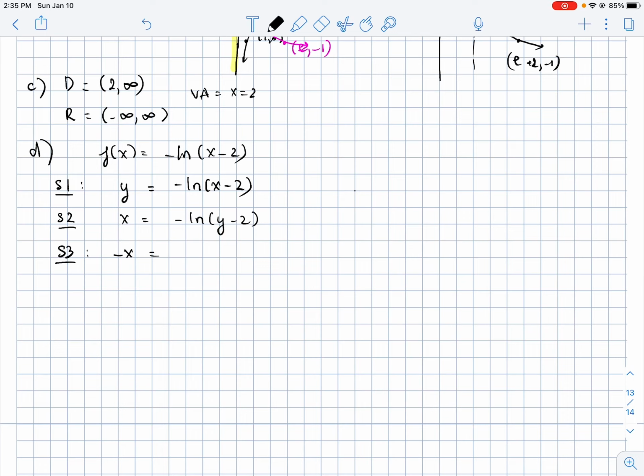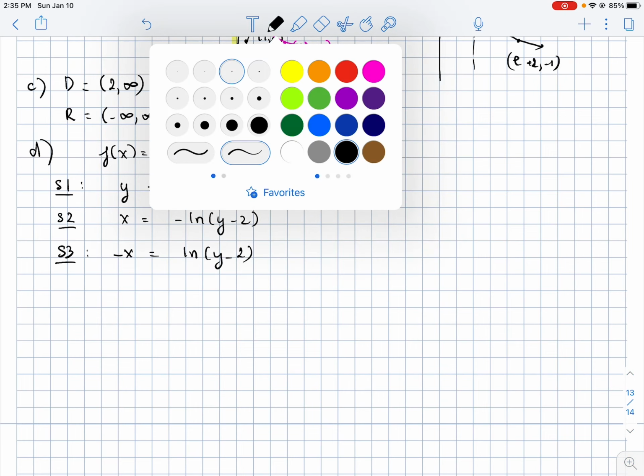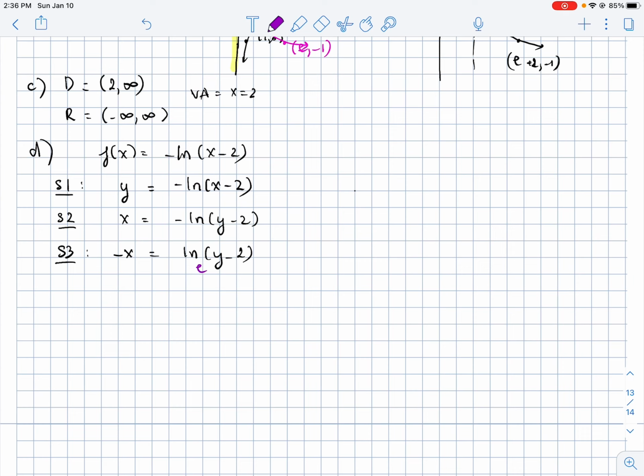So we will multiply both sides by negative 1. And then we will use the definition of the log to convert to the exponential equation. So the base that you do not see is e. Then we write e to the negative x equal y minus 2. And then we add 2 to both sides to solve for y. So y equals e to the negative x plus 2. Step number 4, we write the function in the notation, and that is the answer: f inverse of x equals e to the negative x plus 2.